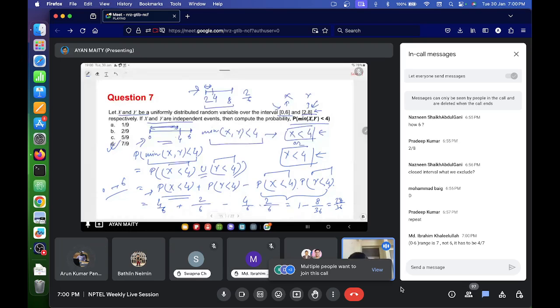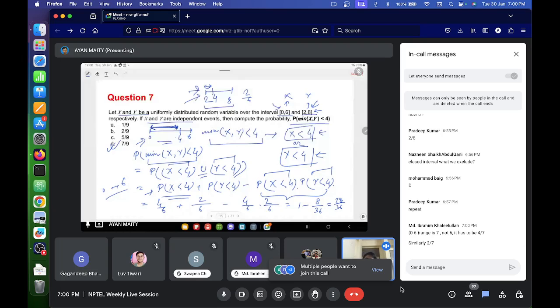So x less than 4, this is the band within which it has to stay, value of x, 0 to 4. So that means 4 by 6. So this is basic probability. You can go through probability notes for that, how you can find out this cumulative probability value. It will be 4 by 6, and similarly you have to do it for y. For this you can check probability notes. Understood, sir.